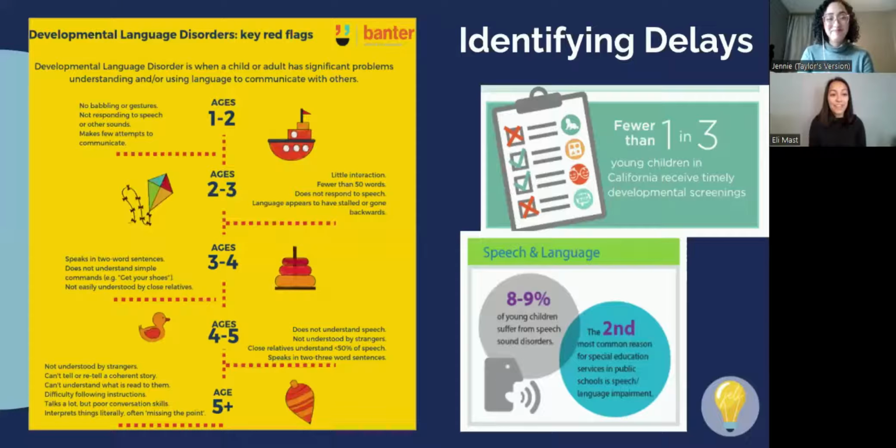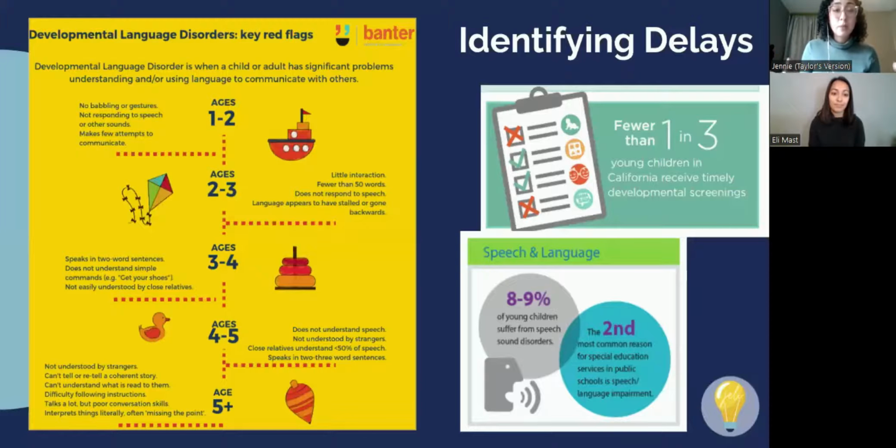So we've given you guys some strategies about what to use to promote language in children, but sometimes there's a concern. And so Jennifer is going to talk to you about how to identify those concerns and then what to do if you have a concern regarding language development. Yes. So this is really the key point to a lot of the things that we get asked for support in, which is language disorders or issues with identifying those delays.